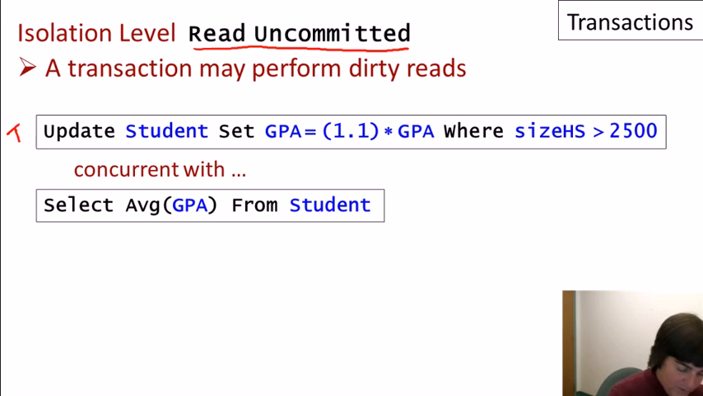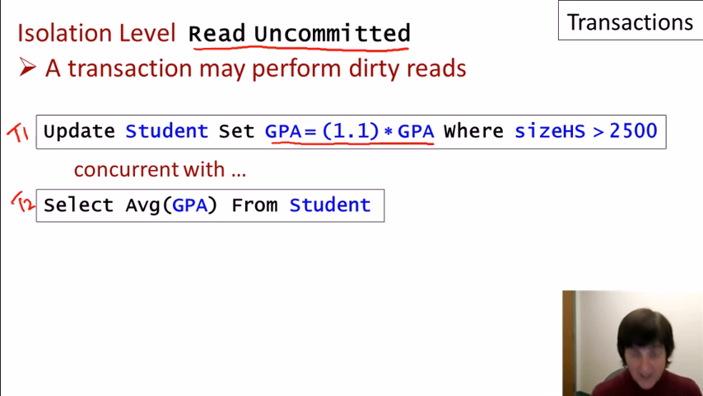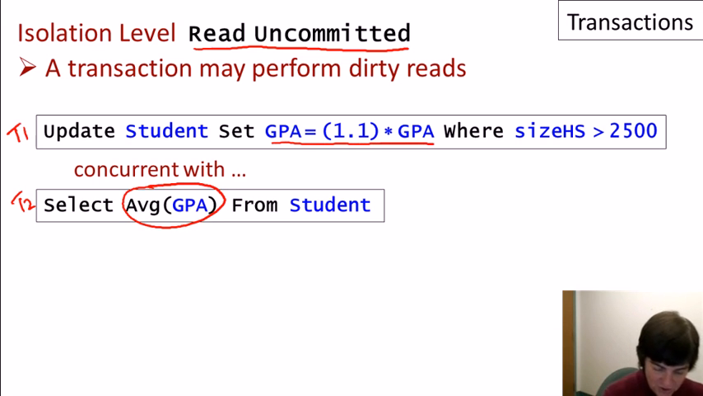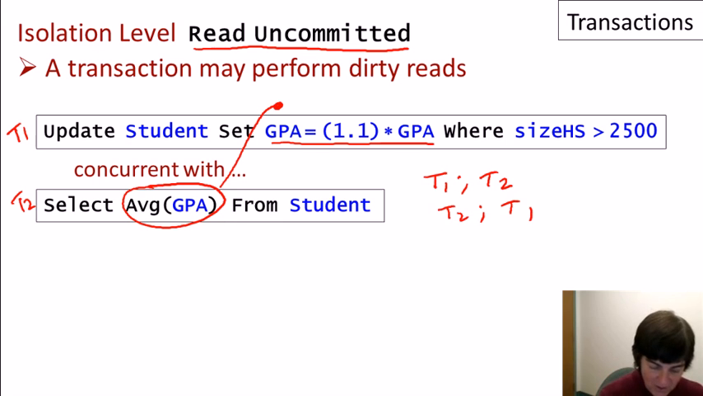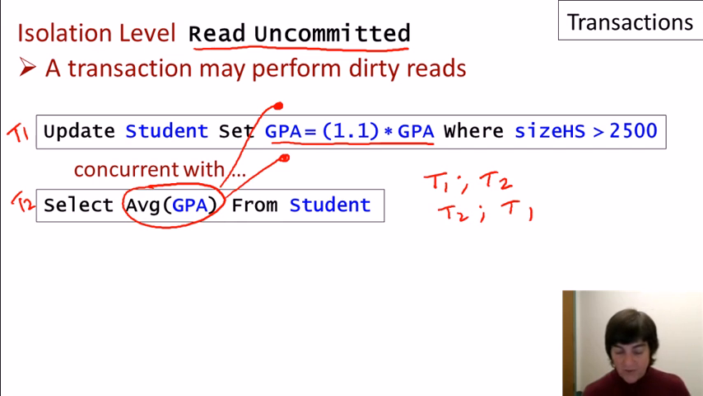It's our same example. We've dropped the third transaction. So our first transaction is modifying GPAs in the student table, and our second transaction is reading the average of those GPAs. So if these transactions are serializable, then the behavior is guaranteed to be equivalent to either T1 followed by T2 or T2 followed by T1. So either the second transaction will see all the GPAs before they were updated, or it will see all the GPAs after they were updated.